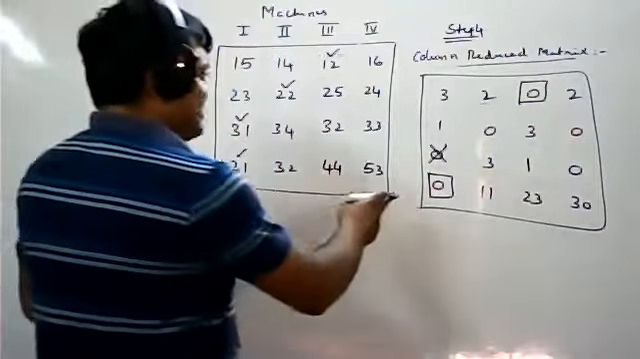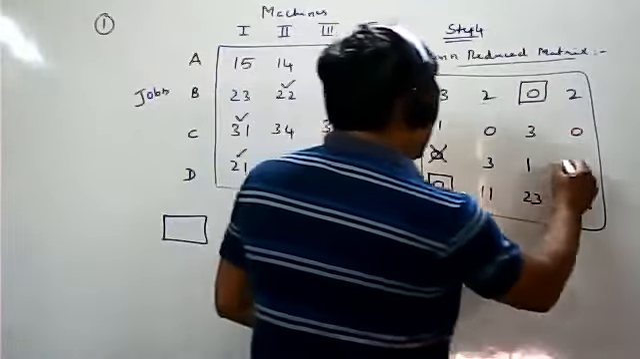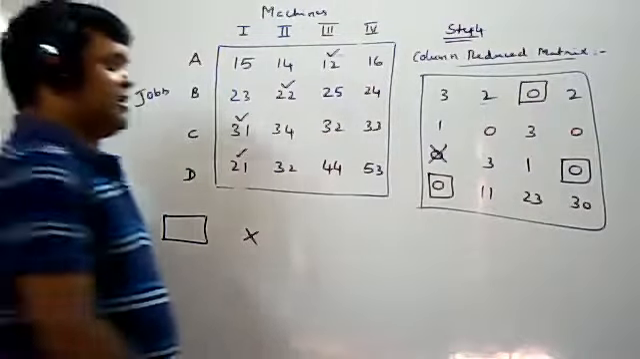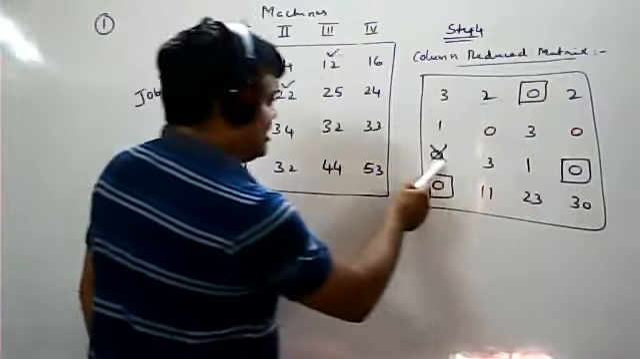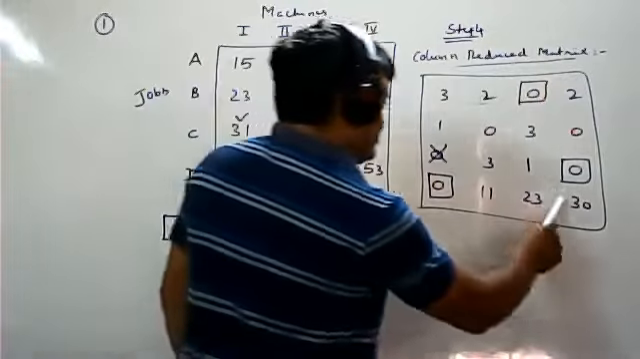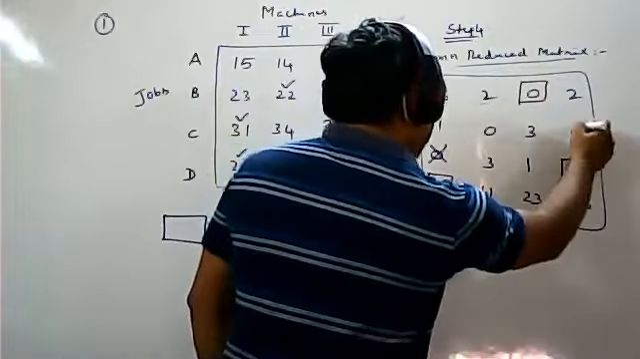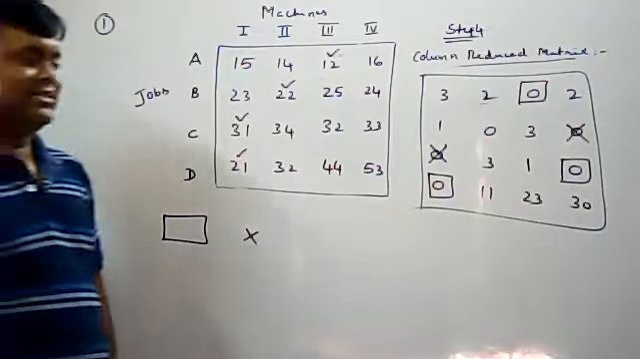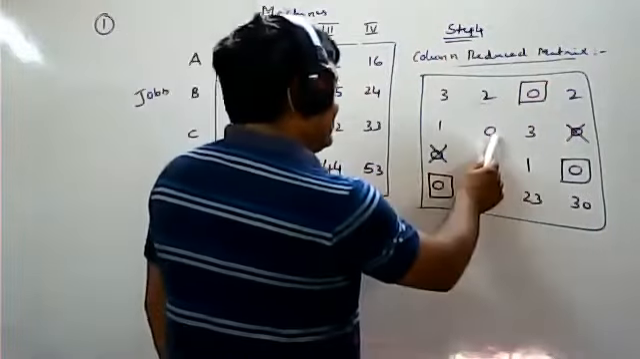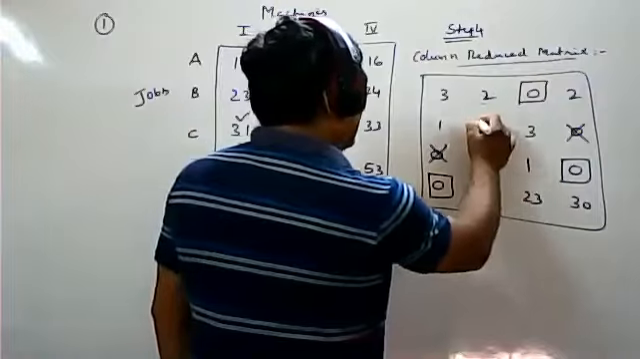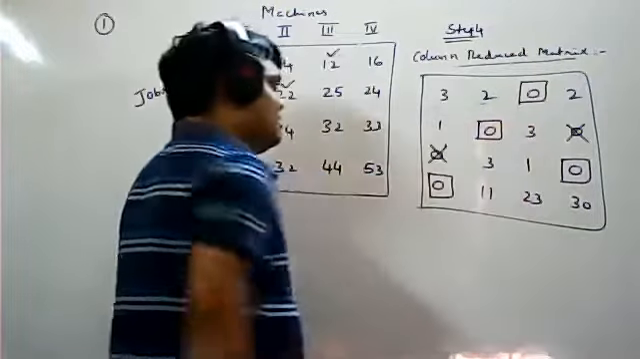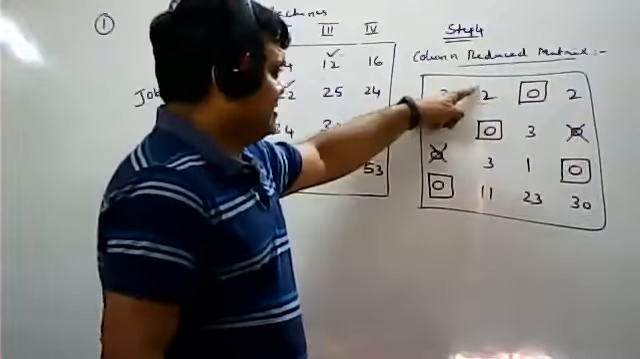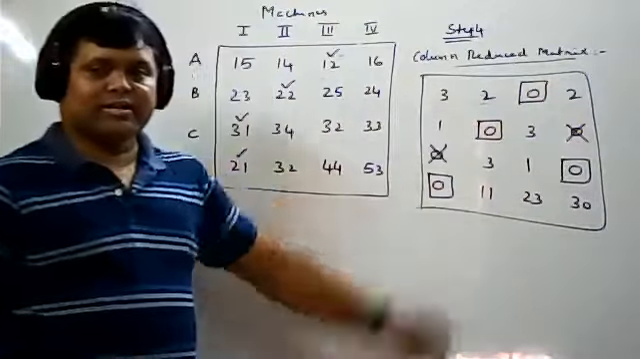So in this case, the third row has a single zero, so directly make the assignment. After making the assignment, any other zeros in the row side are already crossed. Any zeros in the column side, you can cross that zero. Now is there any row that consists of a single zero? Only 1 zero is available in the second row, so directly you can make the assignment. After making the assignment, any other zeros in the row side are already crossed. Any zeros in the column side? Zeros are not there.